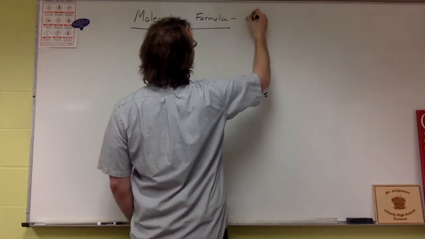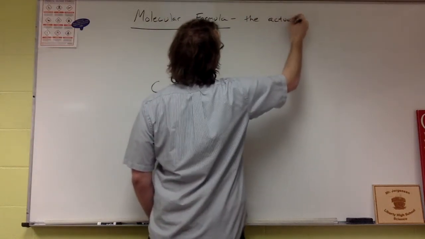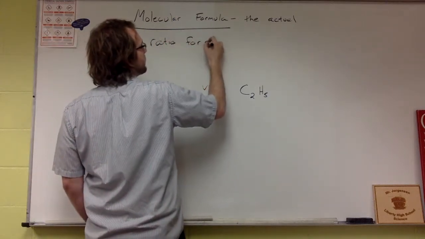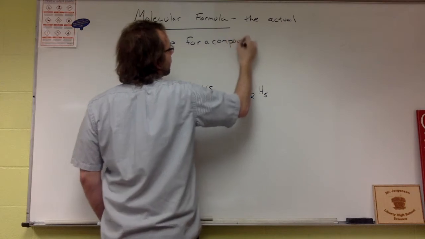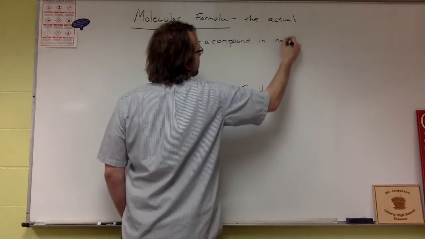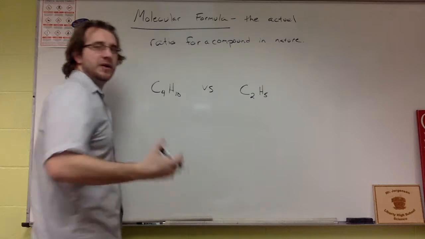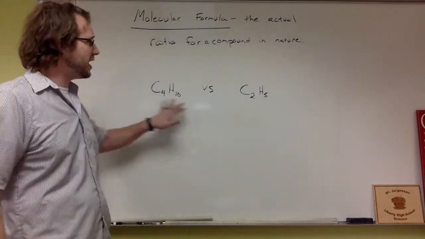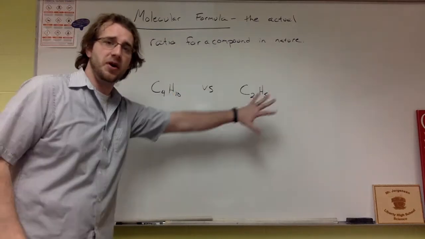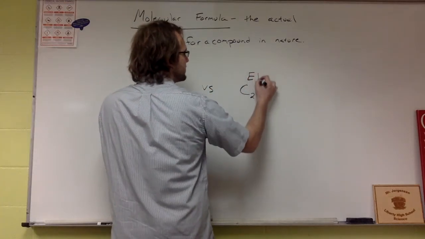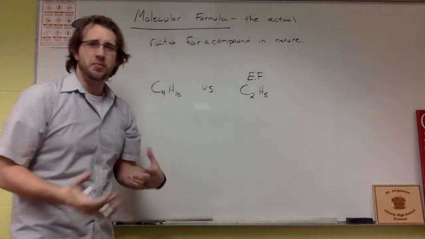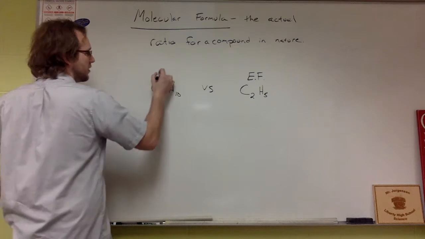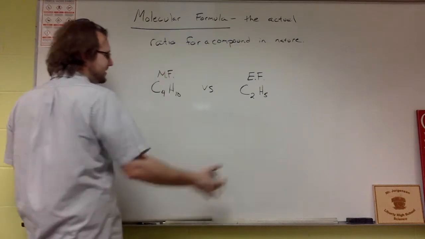Our molecular formula is the actual ratio for a compound in nature, AKA the non-reduced form of the compound. Now we saw the example before of our butane versus its empirical formula. Remember the empirical formula, this has been reduced. For sake of identification, I'm going to abbreviate EF as empirical formula. This would be the actual molecular formula, MF, as it exists in nature.